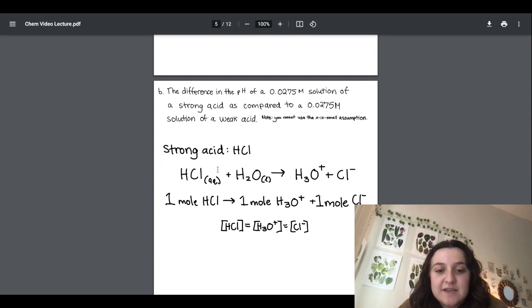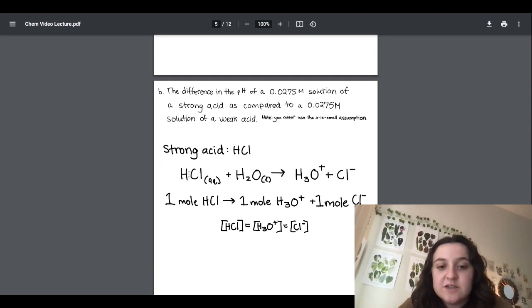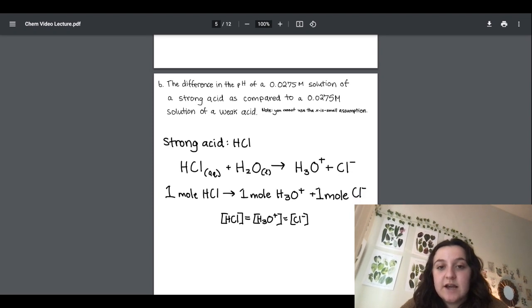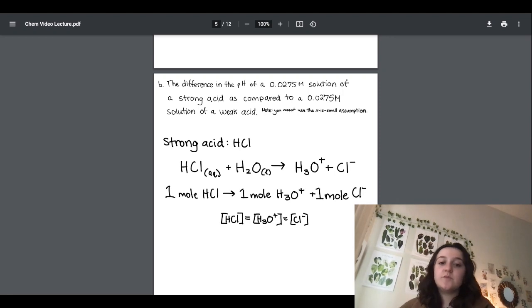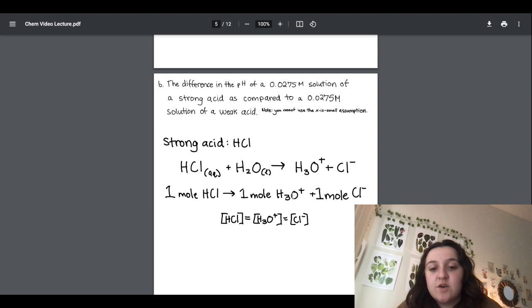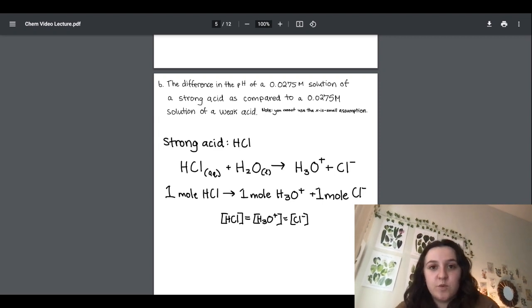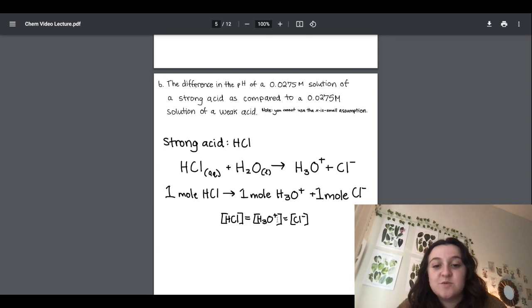And here you can see the equation that describes HCl interacting with water: we get hydronium ion and chloride. Because strong acids completely dissociate into their constituent ions, for every 1 mole of HCl, we get 1 mole of H3O+ and 1 mole of Cl-, which also means that the concentration of HCl is going to equal the concentration of the hydronium ions and also the concentration of the chloride ions. We are going to focus on the hydrogen ions because we are going to use this to solve for pH.